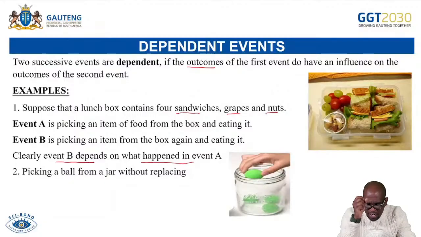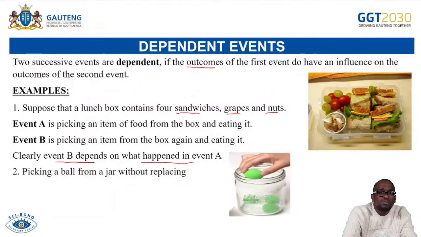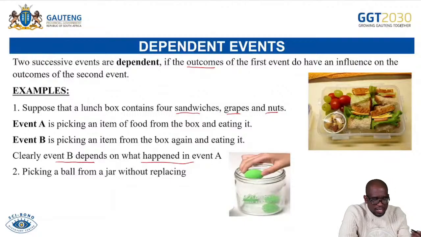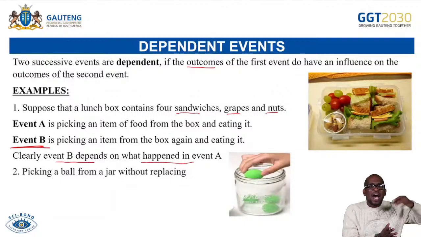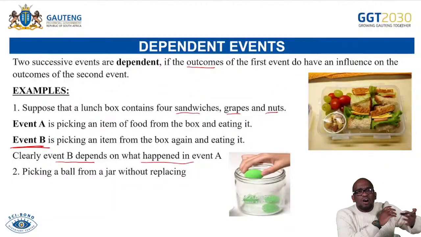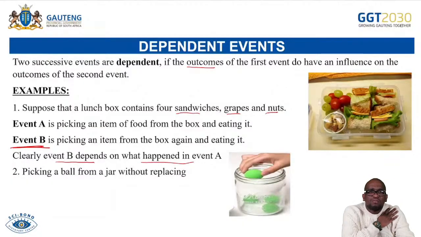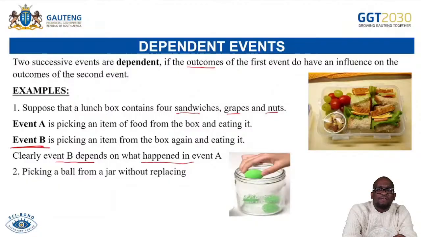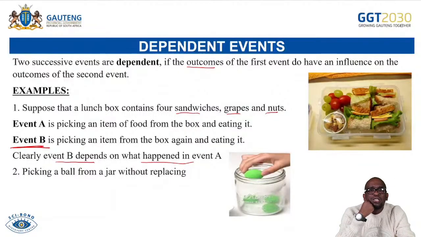If on the first attempt you took a food item, let's say you took grapes, you ate grapes. If you go again, the grapes will no longer be there because you've consumed them. So we are saying that the outcomes of event B are influenced by the outcome of event A, by what happened in event A. So that is why we say they are not independent.